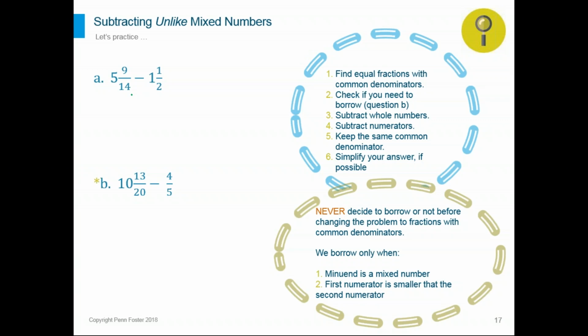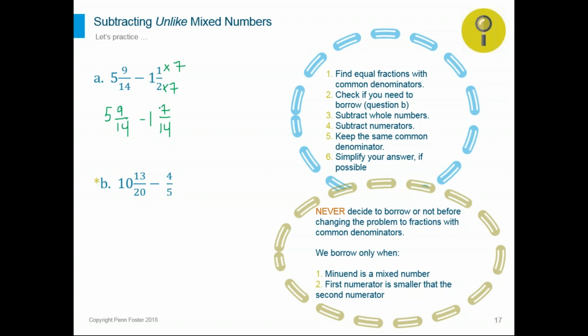14 is a multiple of 2 because I'm able to multiply 2 times 7 to get the 14 and do the same thing on the top. Rewrite the problem. 5 and 9 over 14 minus 1 and 7 over 14. Now decide. After we've changed our problem to a problem with common denominators, now we decide borrow or no borrow.